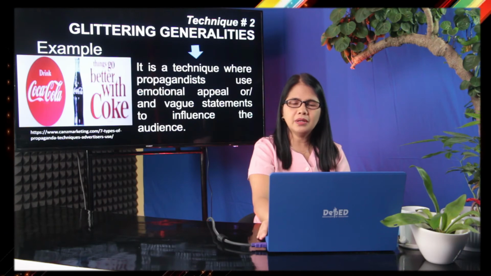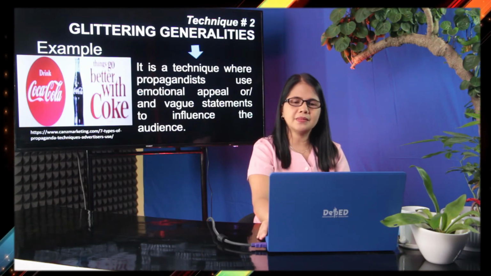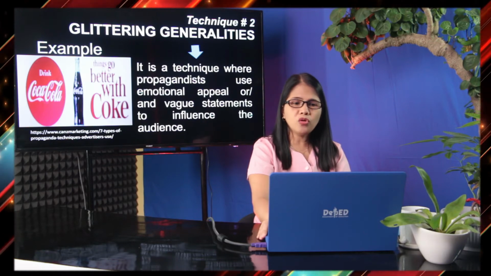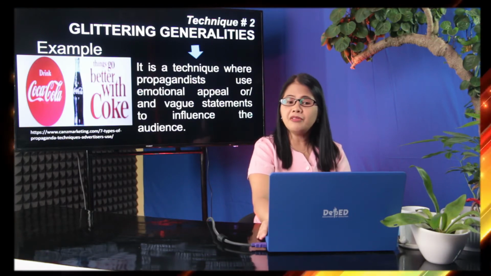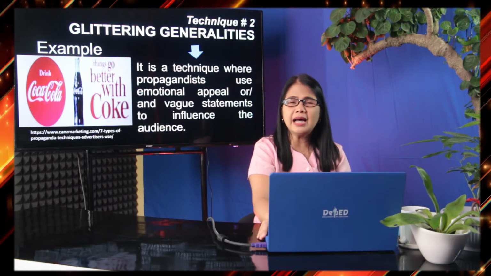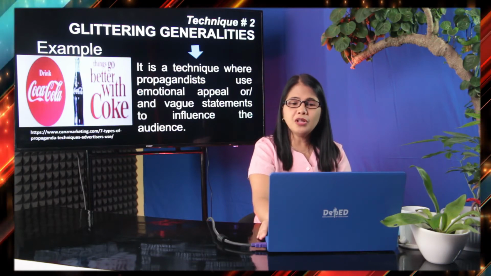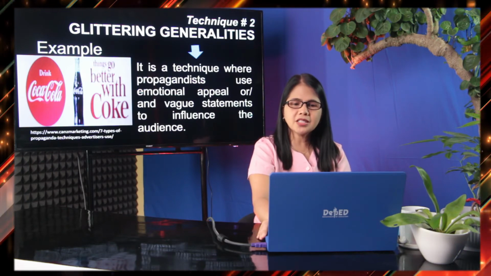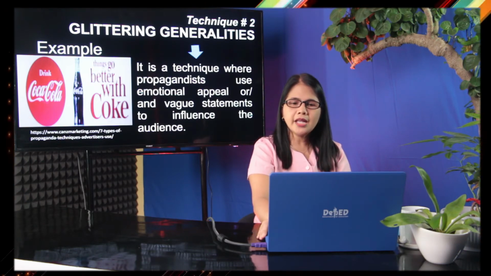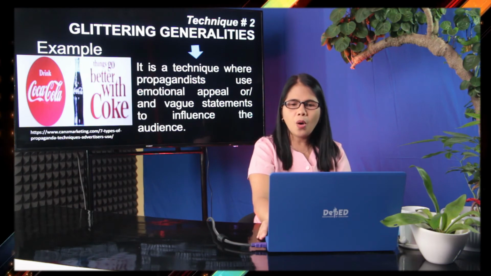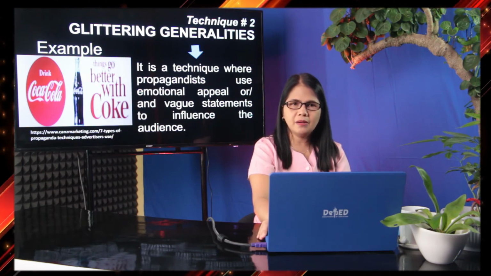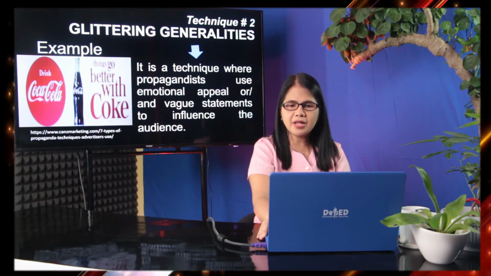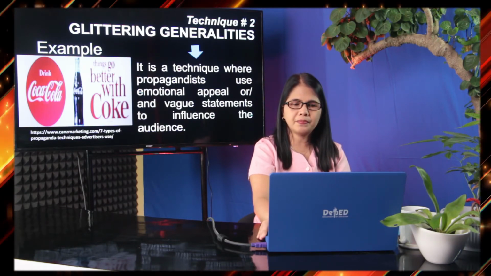Technique number 2, glittering generalities. It is a technique where propagandists use emotional appeal and vague, when we say vague, unclear statements to influence the audience. For better effect, brands may use anecdotes like inspiring you from within or to kickstart your day, or hyperboles, metaphors, or lyrical phrases to attract more attention.